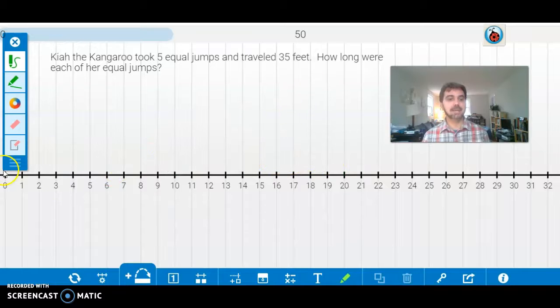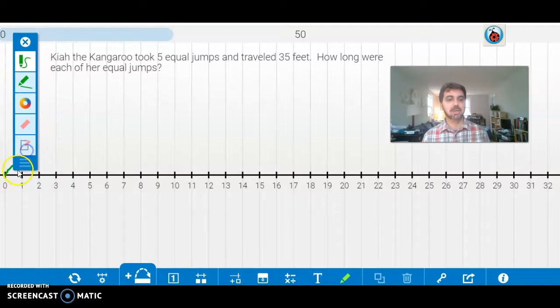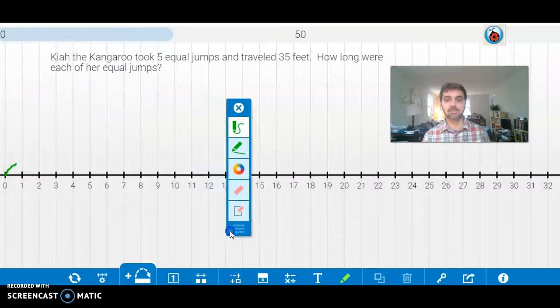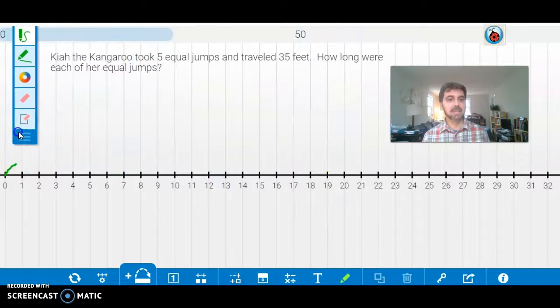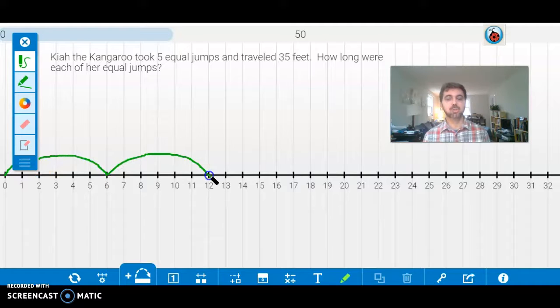So let's try 5 jumps of 6. Let's get you out of the way, please. We'll say one jump of six, two jumps of six, three jumps of six. This might work, boys and girls. Four jumps of six.